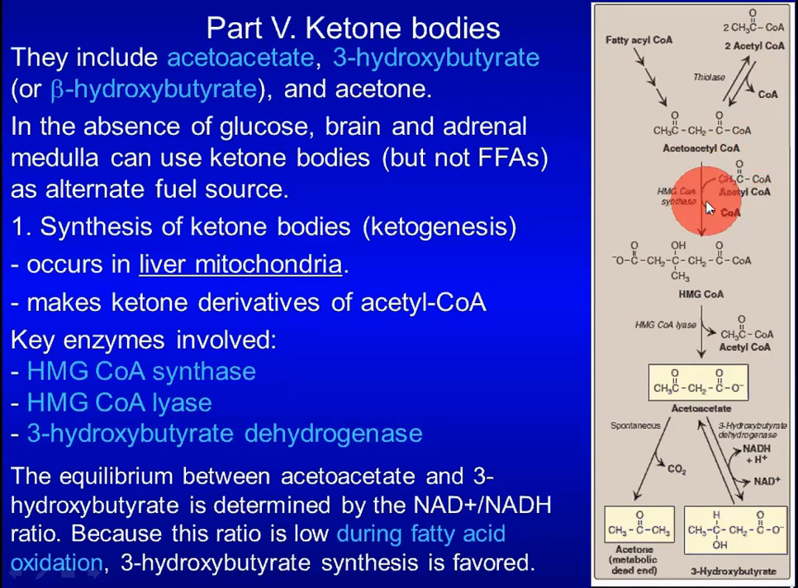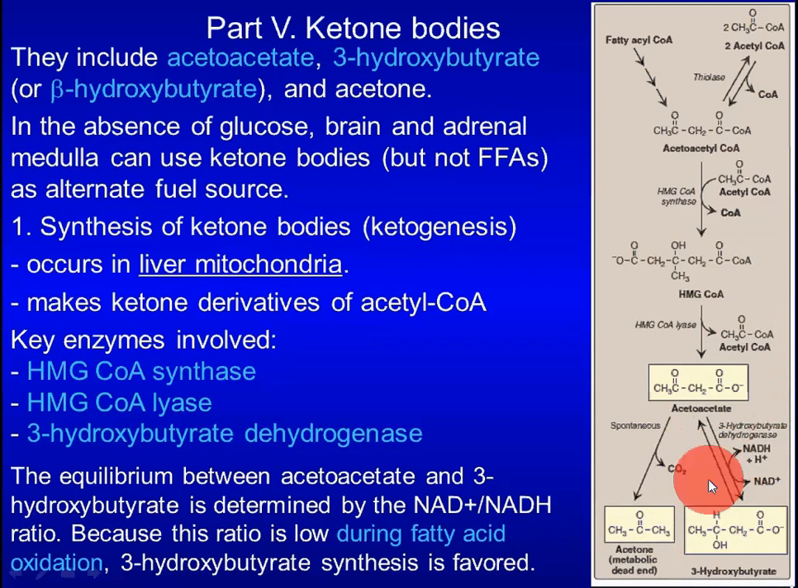This step is catalyzed by HMG-CoA synthase. Third step, remove 2 carbons along with coenzyme A. The result is acetoacetate. This is 1 ketone body. This reaction is catalyzed by HMG-CoA lyase. Acetoacetate can be reduced to 3-hydroxybutyrate by using NADH as a reducing agent. This reaction is catalyzed by 3-hydroxybutyrate dehydrogenase.